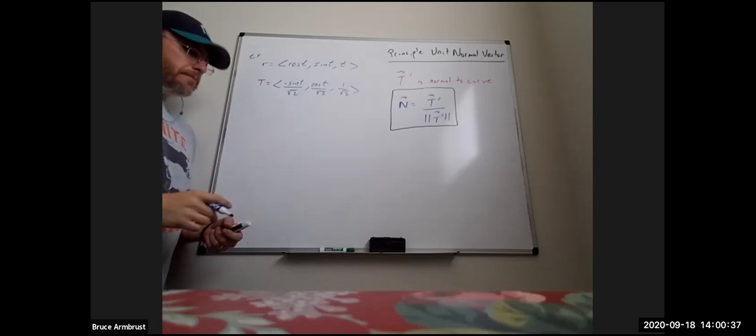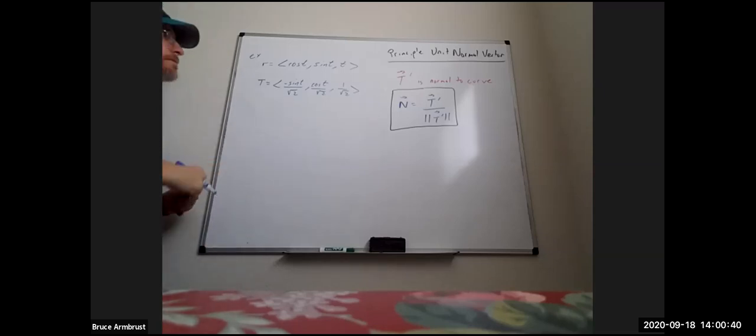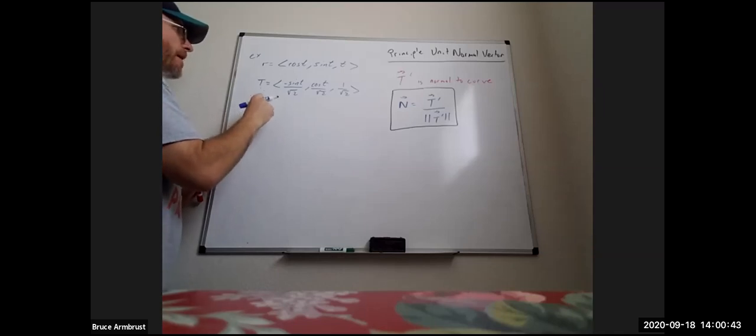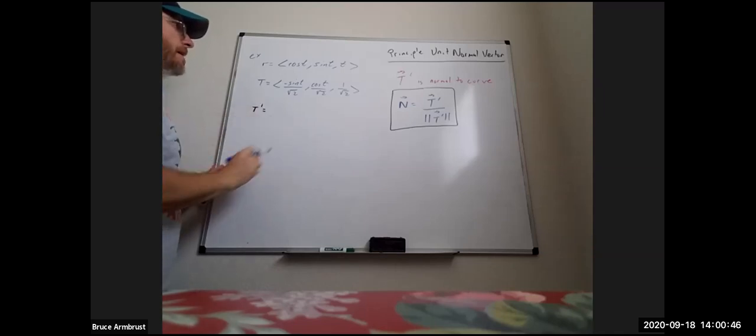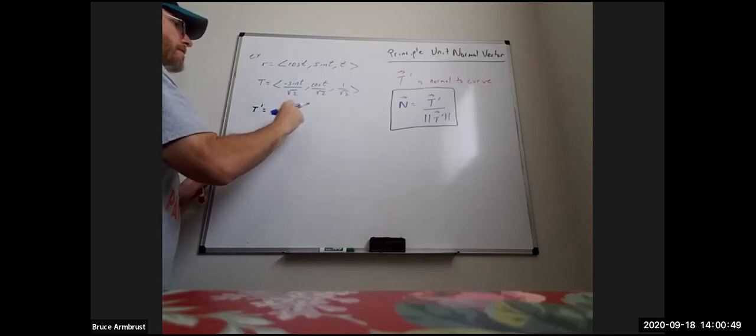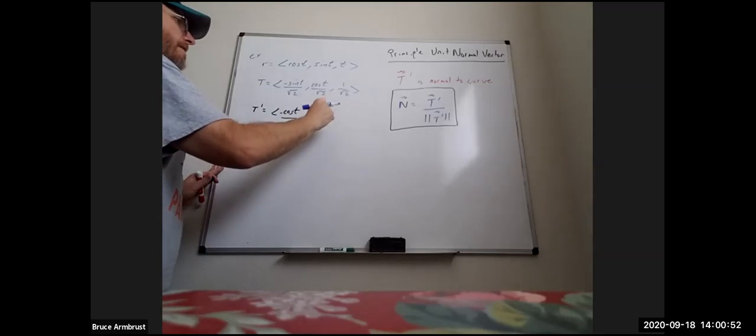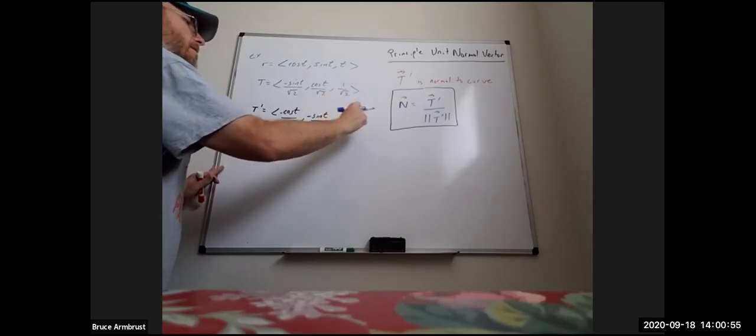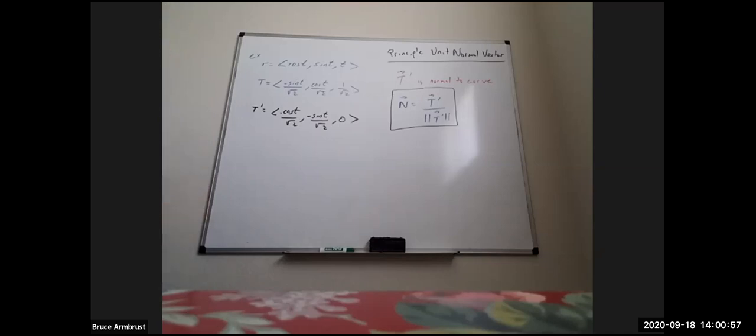Okay, now let's find N. We're going to start by getting T prime. So T prime is going to be minus cosine of t over root 2, minus sine of t over root 2, and then 0 for our last component. So there's big T prime. Now, I know that N points in this direction, but I need to normalize it. I need to make it length 1. So let's get the magnitudes.